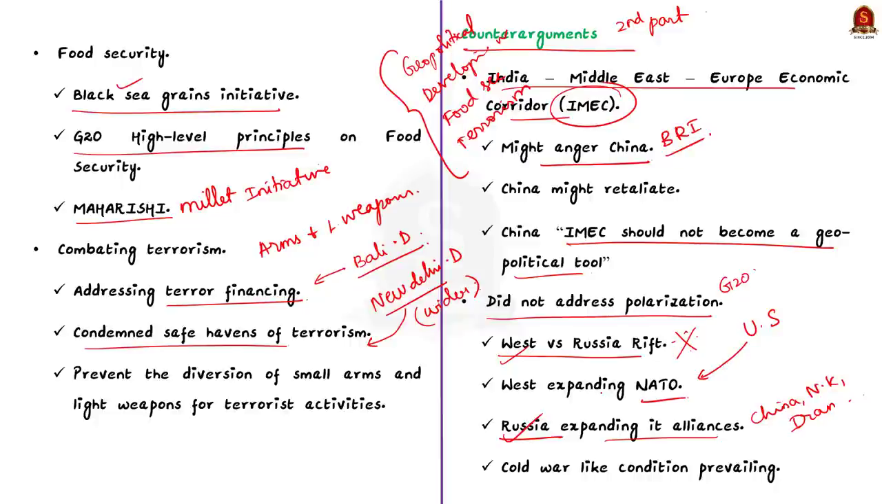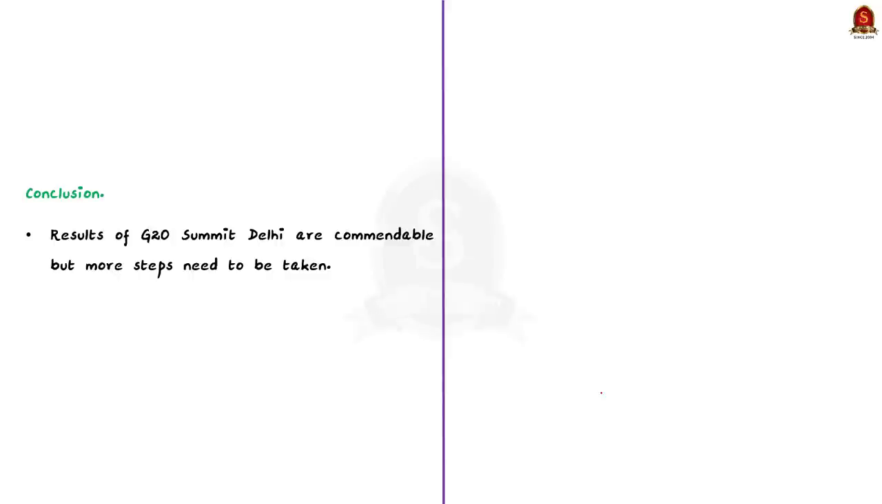Now coming to the conclusion part. In conclusion, you can take a balanced position. You can mention that although the Delhi G20 summit has largely helped India transform its position, a lot has to be done before India becomes a true superpower. This is how you have to approach the question and use the points from the editorial in your answer.